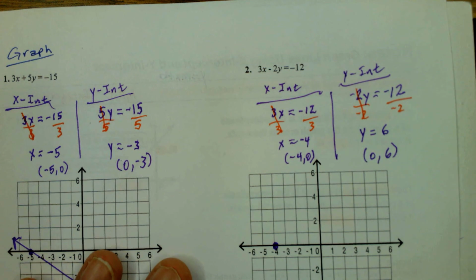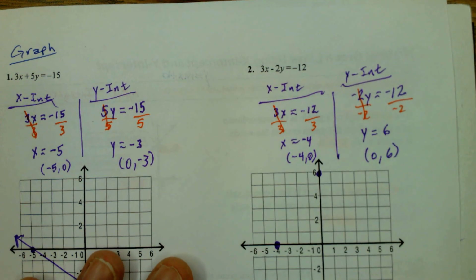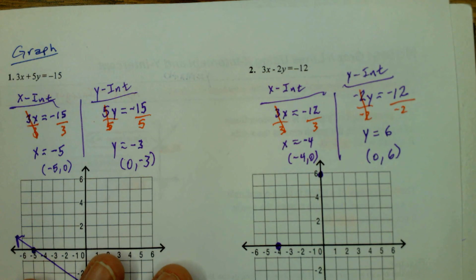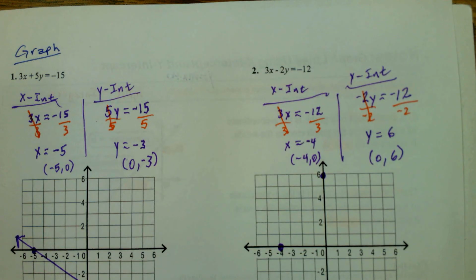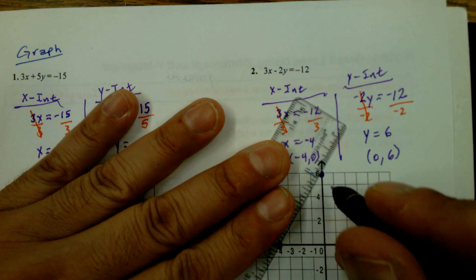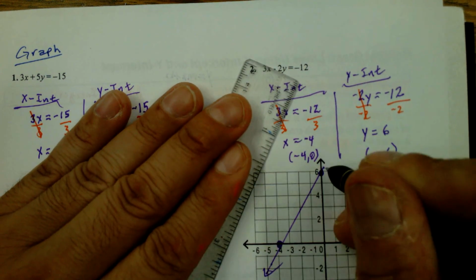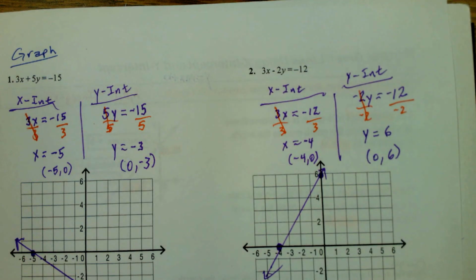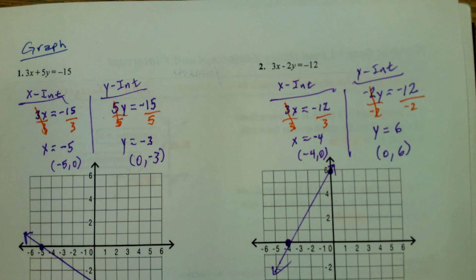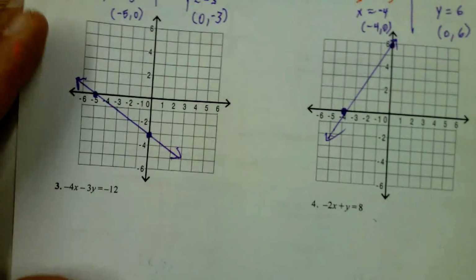So there's 0, 6 right there. And we need 2 points to make a line. I got them. There's this line. So let's try a couple more.